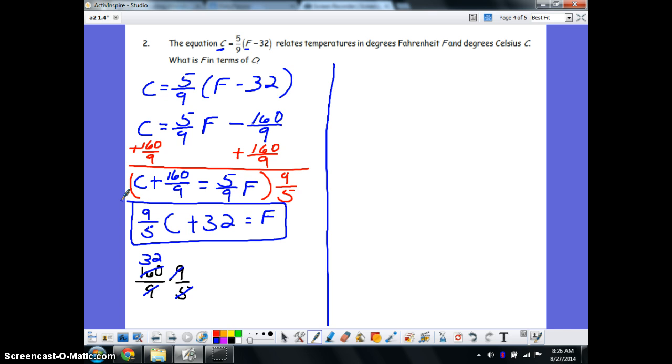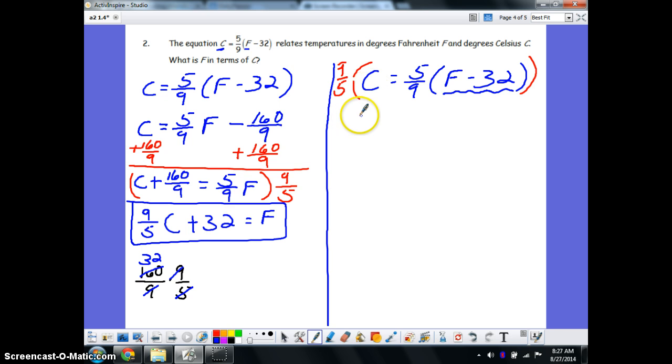Okay? Another way we could have approached this is we didn't necessarily have to distribute that 5/9. We could think of this F minus 32 as some chunk, T, for example. If we had 5/9 T equals C, we would again divide both sides by 5/9, which in turn multiplies by 9/5. Okay? So when we do that here, we multiply both sides by 9/5.